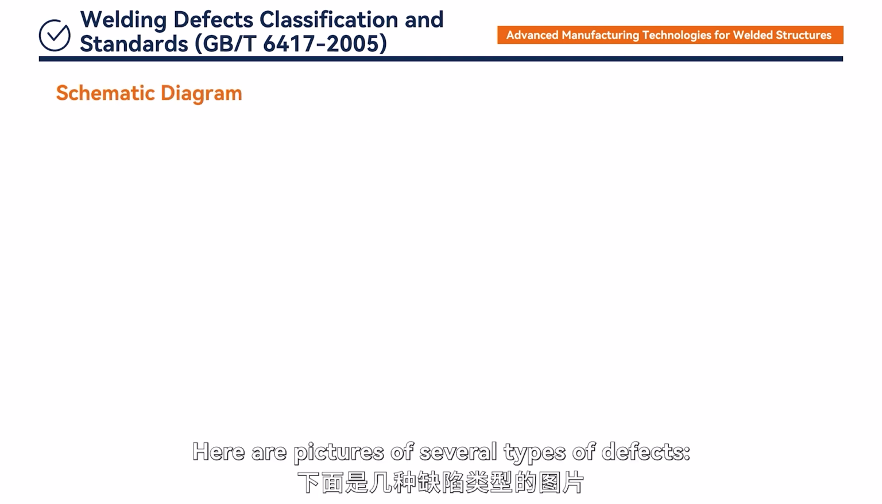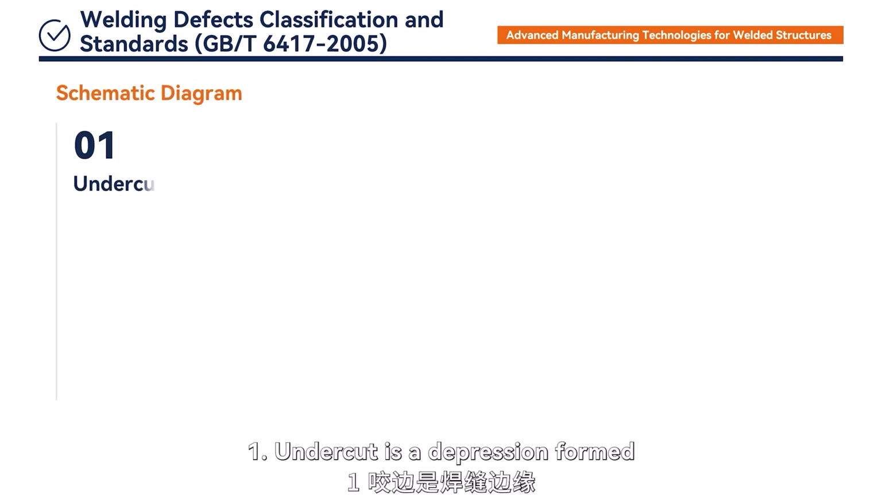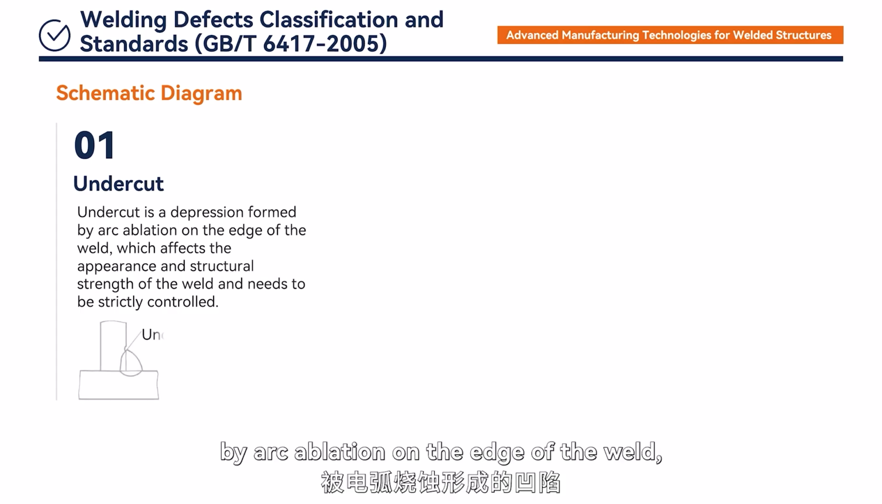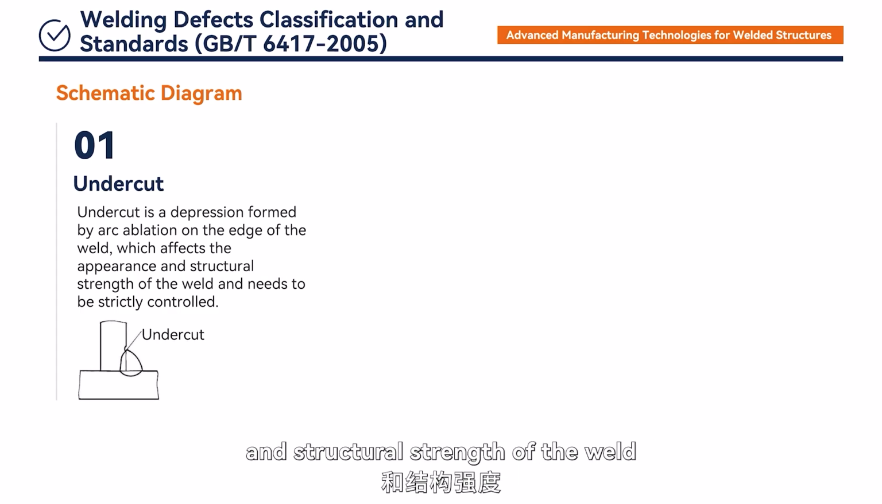Here are pictures of several types of defects. 1. Undercut is a depression formed by arc ablation on the edge of the weld, which affects the appearance and structural strength of the weld and needs to be strictly controlled.